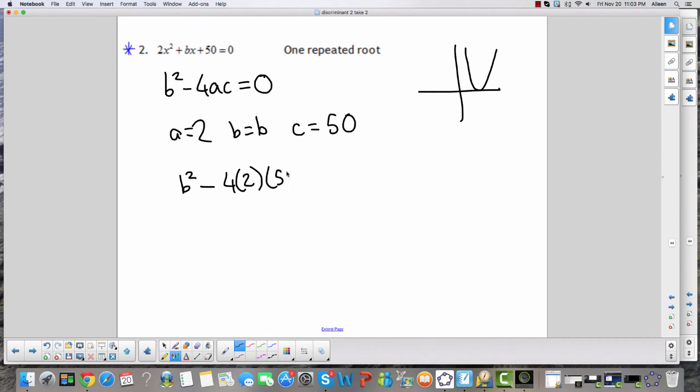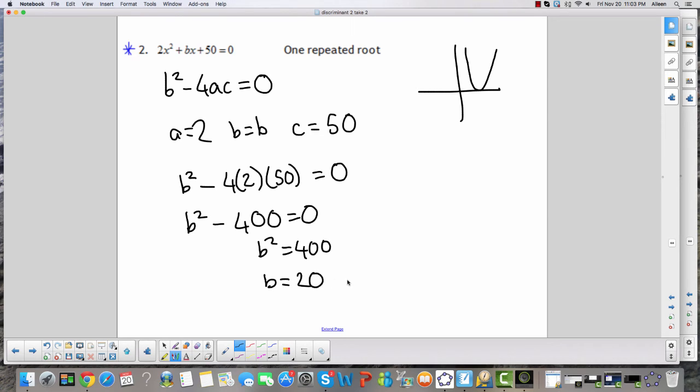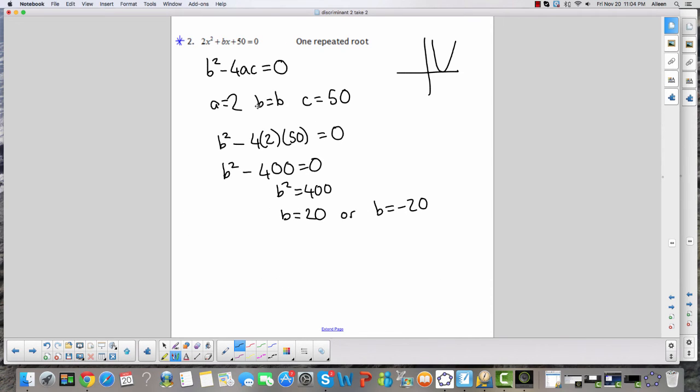We require that it equals 0, so that it sits on the x-axis. And so we find that b squared is 400, therefore we know that b is equal to 20, or b is equal to negative 20. Those are the two solutions to this equation, meaning that if I draw the parabola y equals 2x squared plus 20x plus 50, or if I draw the parabola 2x squared minus 20x plus 50, both of these will sit on the x-axis. Let's have a look to check that out.